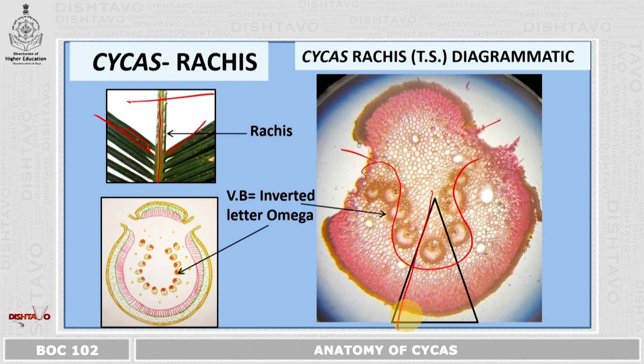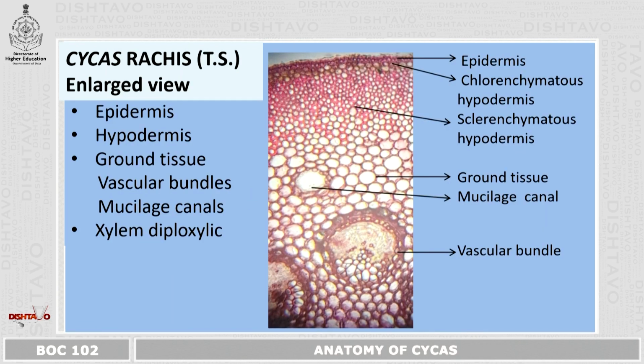When we take the enlarged portion of a part of this rachis, it appears like this. It shows outermost single-layered epidermis made up of compactly arranged cells covered with thick cuticle and interrupted by stomata. Following the epidermis is hypodermis, comprising of two layers of chlorenchymatous cells, loosely arranged, which is followed by thick-walled sclerenchymatous cells. The hypodermis surrounds the ground tissue region, made up of thin-walled parenchymatous cells. The ground tissue region encloses a large number of vascular bundles and mucilage canals.